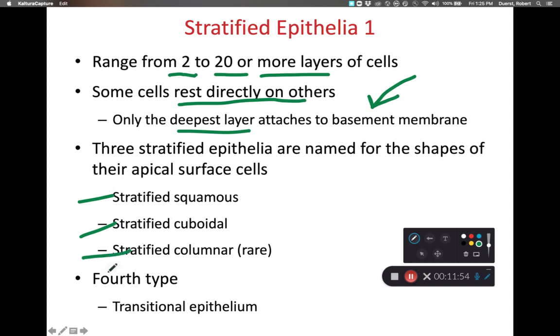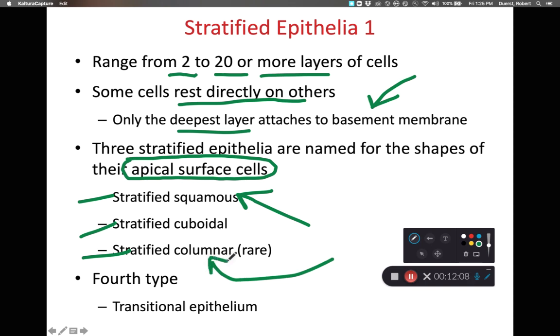And they're named for the shape of the cell that's exposed on the apical surface. That's the key layer of cells that determines the second word within the name. It's worth emphasizing that stratified columnar is very rare. I personally have never seen stratified columnar cells on a microscope slide with my naked eye. I've seen pictures of them online, but finding them is very difficult.